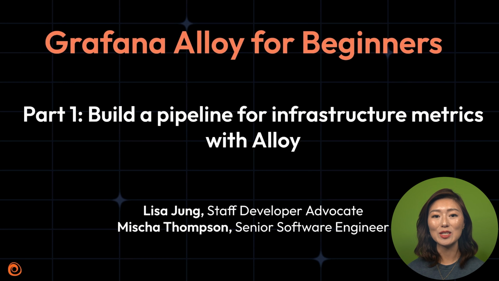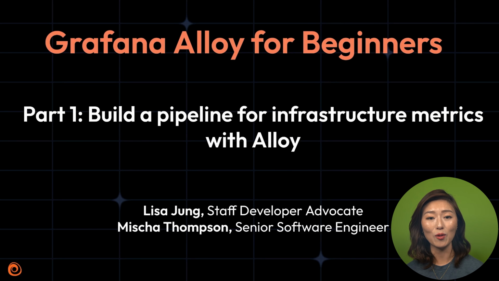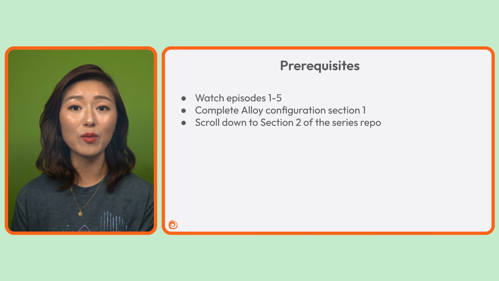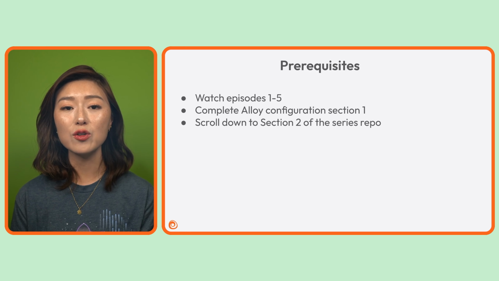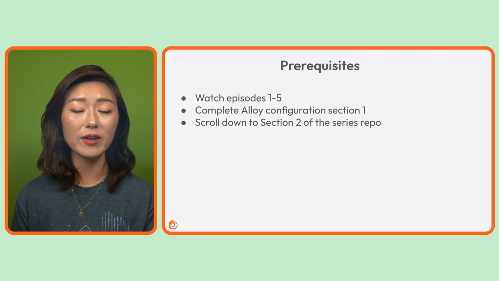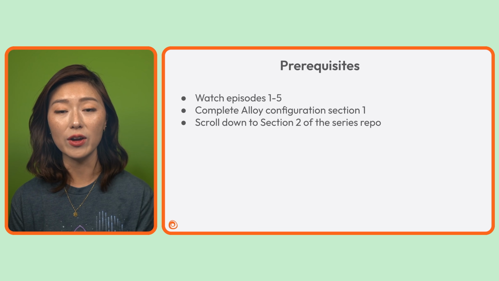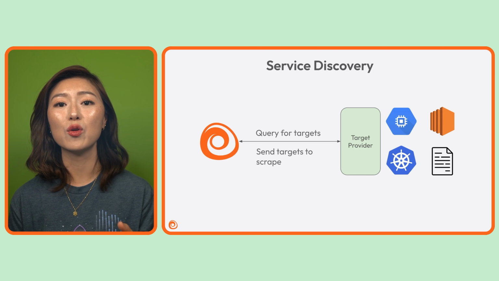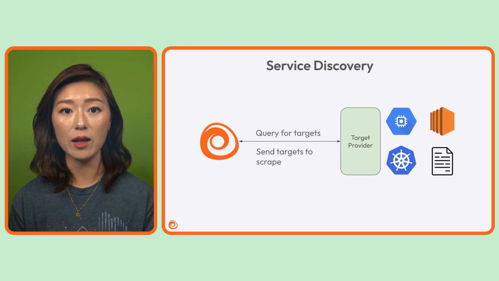Last time, we explored how to collect, process, and export infrastructure logs with Alloy. Today, we're diving into building a pipeline for infrastructure metrics. Now, each episode builds on the last. Before starting this section, make sure you've watched episodes 1 through 5 and completed section 1 of the Alloy config. Today, we're introducing how to perform service discovery using Alloy.